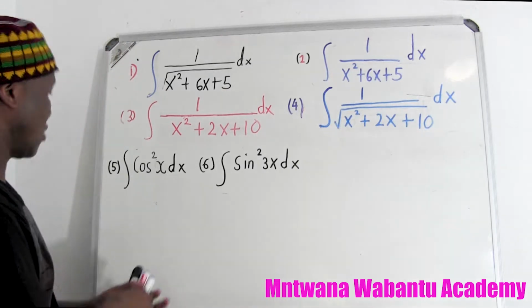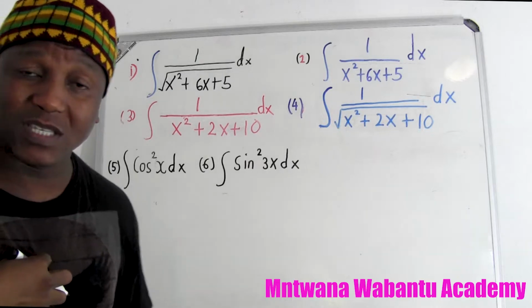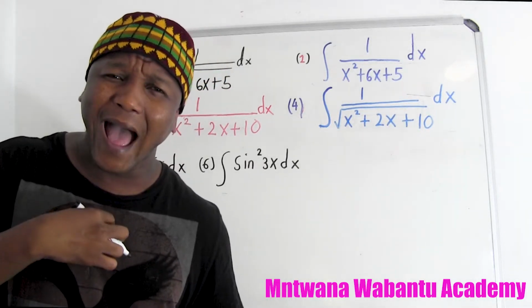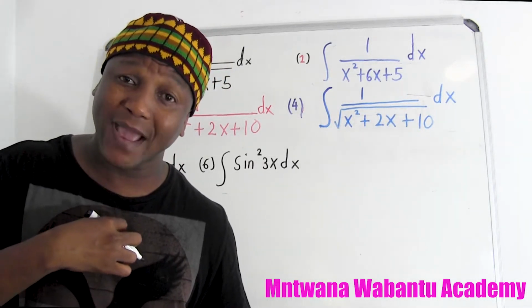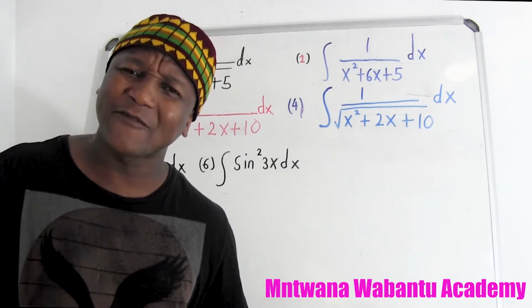Now, let's get started. So, I have to introduce myself. My name is Mntwana, African, original man. I'm a black man, original man. Okay? I'm a caveman.